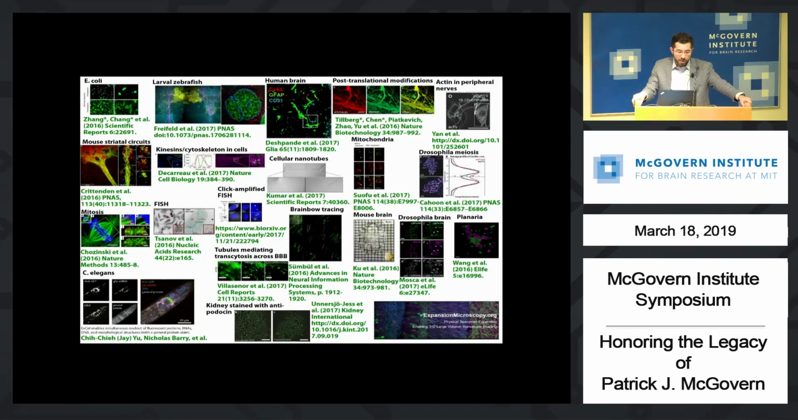I think I'll end this part of the talk just by pointing out that many, many people have started to use expansion in many, many contexts. We had a great collaboration with Anne Graybiel, shown in the upper left, to look at striatal circuitry. It's been applied to bacteria in the upper left, human brain in the upper middle. Our group has been working with several other groups on C. elegans in the lower left, work spearheaded by J.U. in our group with the help of many others.